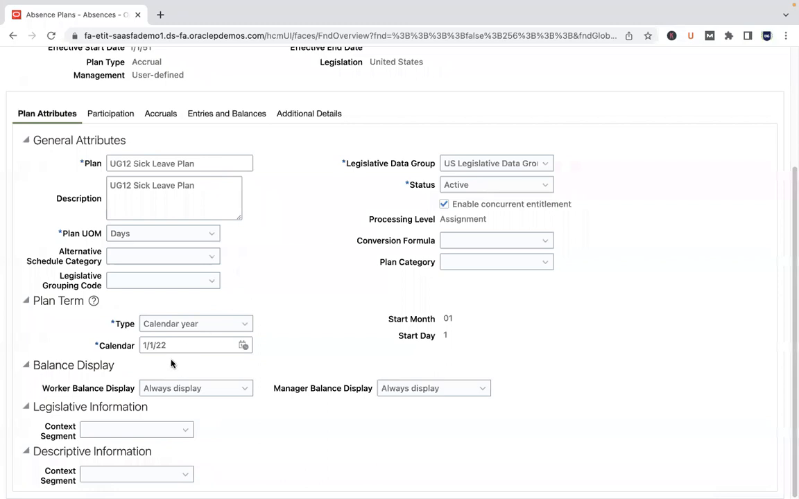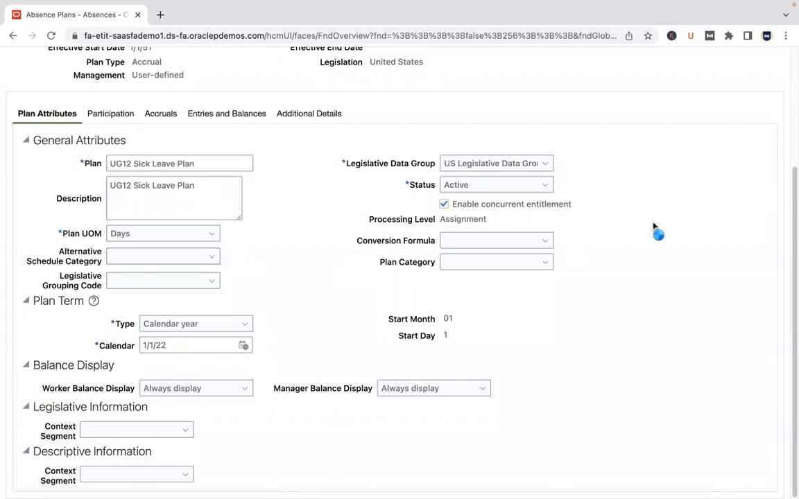So if any client follows a June to May cycle, you would say 6/1/2022 here, so that it starts on 1st of June. But usually it will be a Jan to December. And you have an option to decide whether you want to display the balances to a worker or a manager. So you say always display. Yes, I display the balances to the employees and the managers.